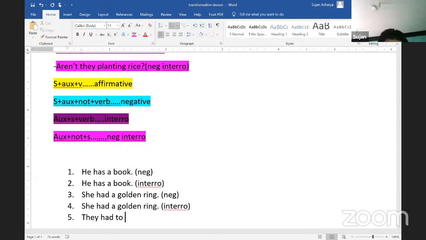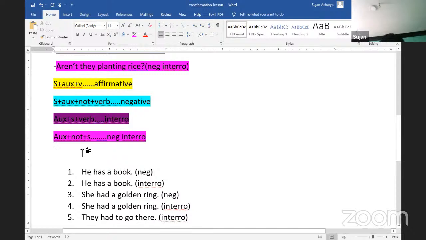They had to go there. Change it into interrogative. All you need to do is to remember this while changing sentences, while doing the questions related to transformation of the sentences. The first and basic rule is that after do, does, did, always use V1.